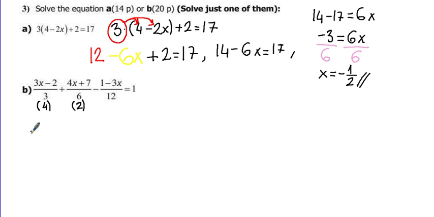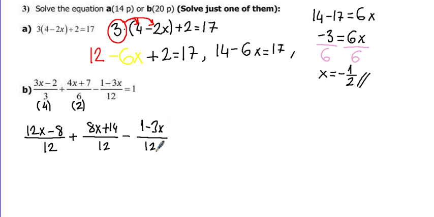If I multiply by 4, I will have 12x minus 8 over 12 plus 8x plus 14 over 12 and minus 1 minus 3x over 12 is equal to 1. Now on the left hand side I have the same denominators. I can write all these fractions like one fraction with one common denominator.